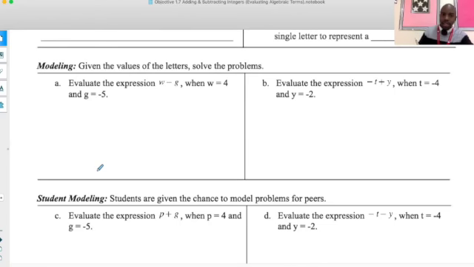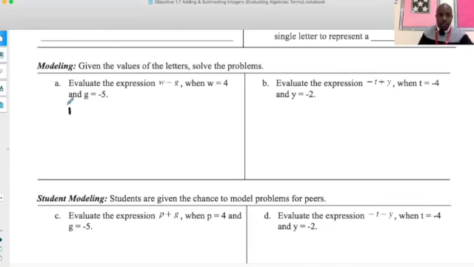So you see it says evaluate this expression W minus G, when W equals 4 and G equals negative 5. Well, what does that mean, Mr. Wilfred? That means whenever we see a W, we're going to put 4. Whenever we see a G, we're going to put negative 5. Now I want to break this down into 4 steps for you.